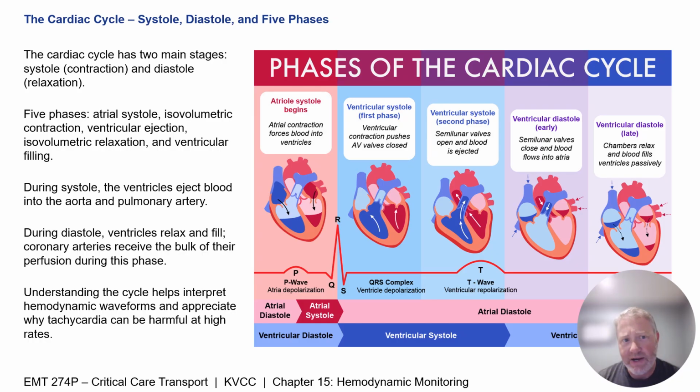Tachycardia shortens diastole disproportionately. So your shock patients are at a greater risk for these things, which is why tachycardia also reduces ventricular filling and coronary perfusion. This is why fast heart rates can worsen hemodynamics, even if the blood pressure appears acceptable on the monitor.